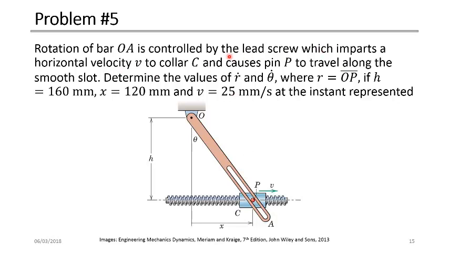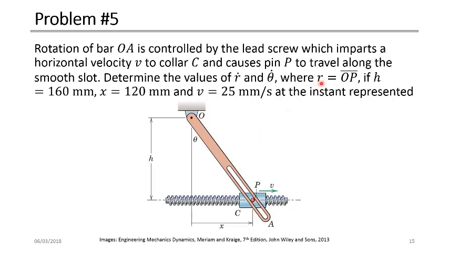So the rotation of bar OA is controlled by the lead screw, which imparts a horizontal velocity V to the collar and causes pin P to travel along the smooth slot. So the pin here can go up and down with the motion. Determine the values of R dot and theta dot. He's asking us about R dot and theta dot.